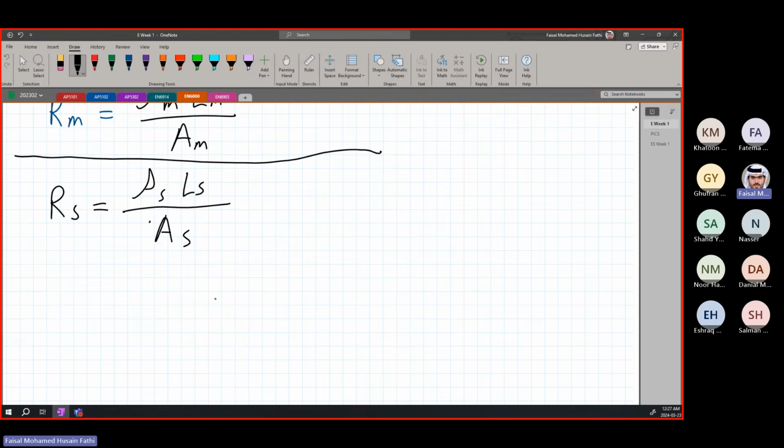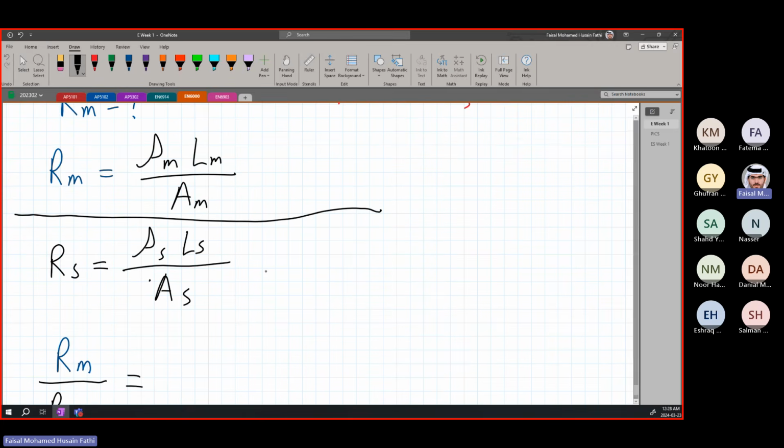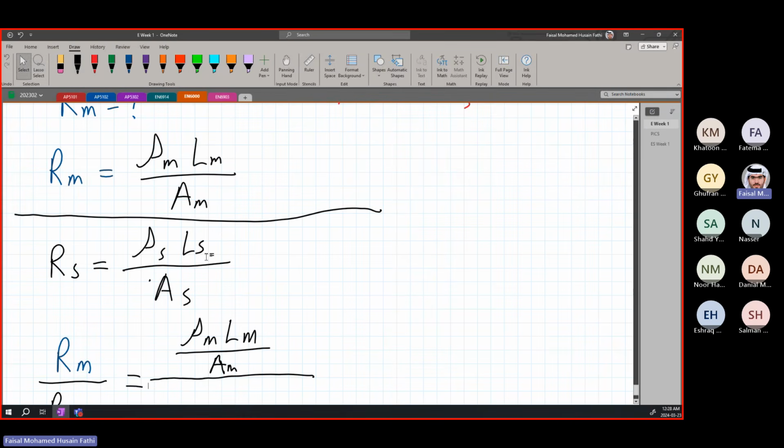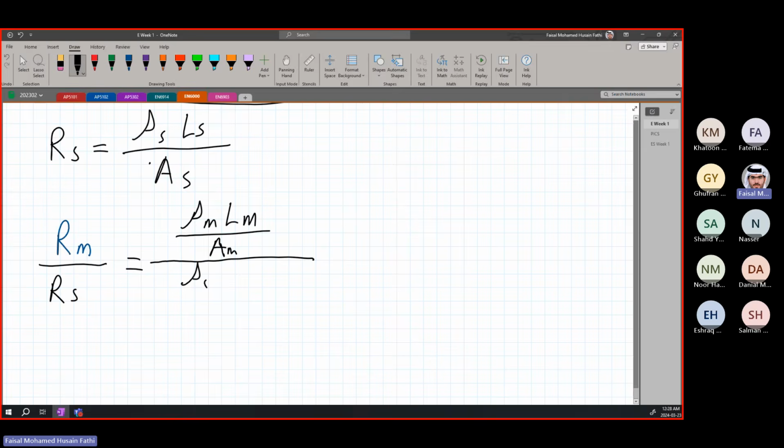What it will look like is this. So it will be Rm over Rs is equal to, because there's an equal sign, it's going to be equal to rho M Lm over Am. Okay? All divided by rho S Ls over As. Rho S Ls over As.